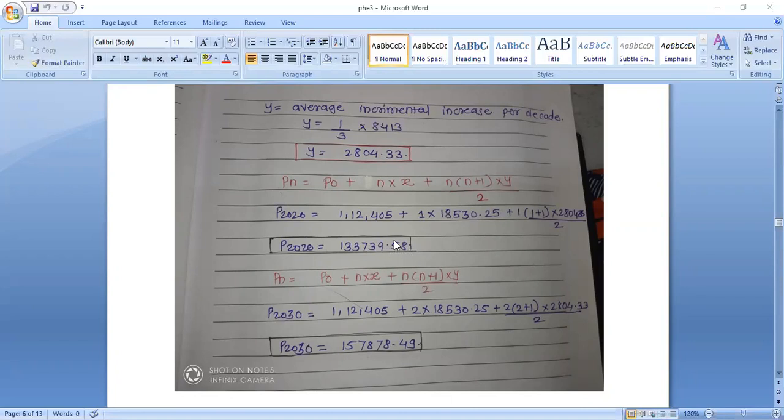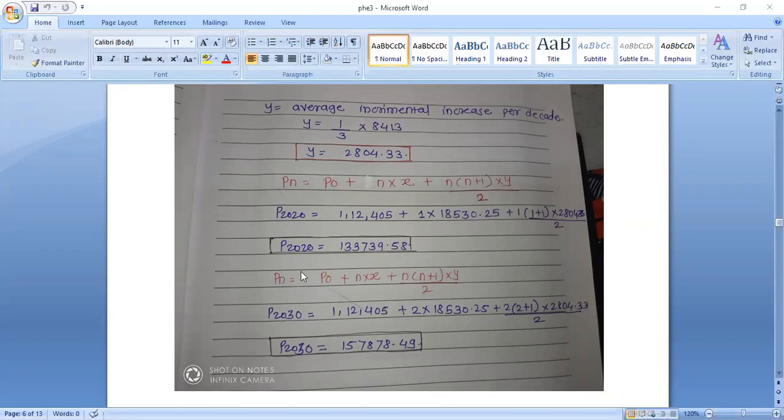Then from this calculation we get the value of population for 2020 is 1,33,739.58. Now see, similarly for year 2030, the formula for incremental increase method is Pn is equal to P0 plus n into x plus n in bracket n plus 1 into y divided by 2.